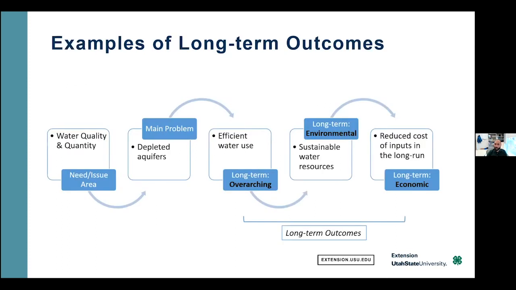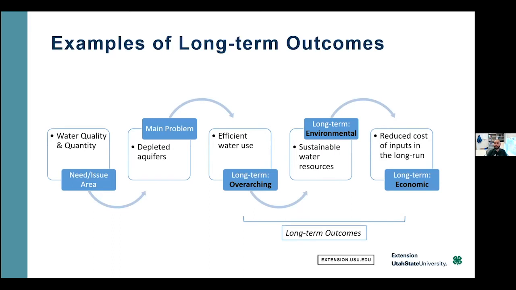So this is just an example of how we can get different long-term outcomes from the same need or issue. So let's start with the broad area, which was water quantity, water quality. And from that, we identify one of the main problems is depleted aquifers. That mainly relates to water quantity. And we can see that the obvious and most immediate solution to that problem, which is our major long-term outcome, is efficient water use. So that in itself is still broad, right?